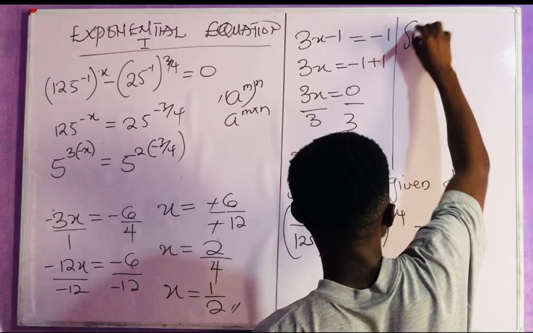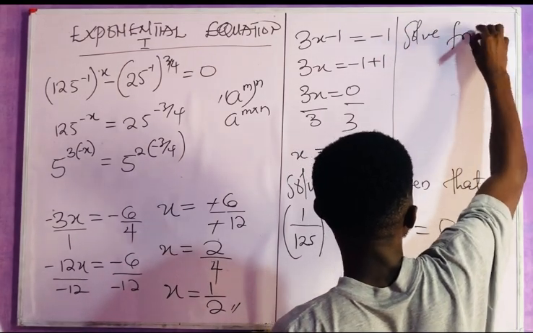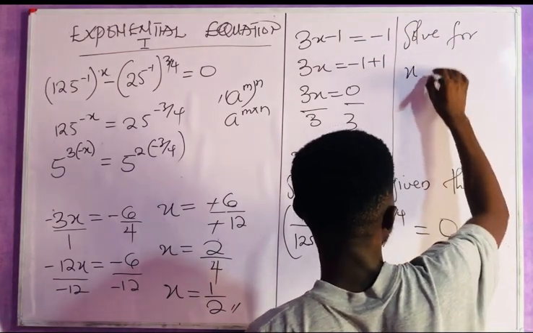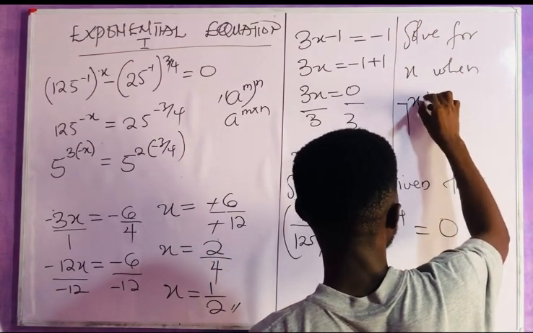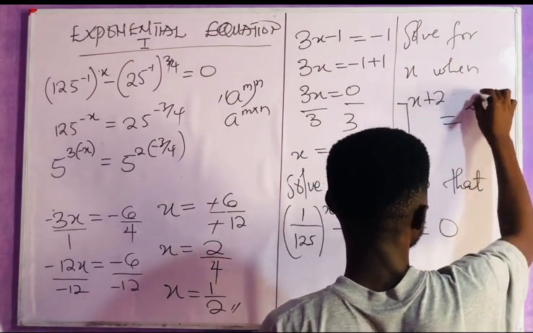Solve for x when 7 to the power x plus 2 is equal to 49.